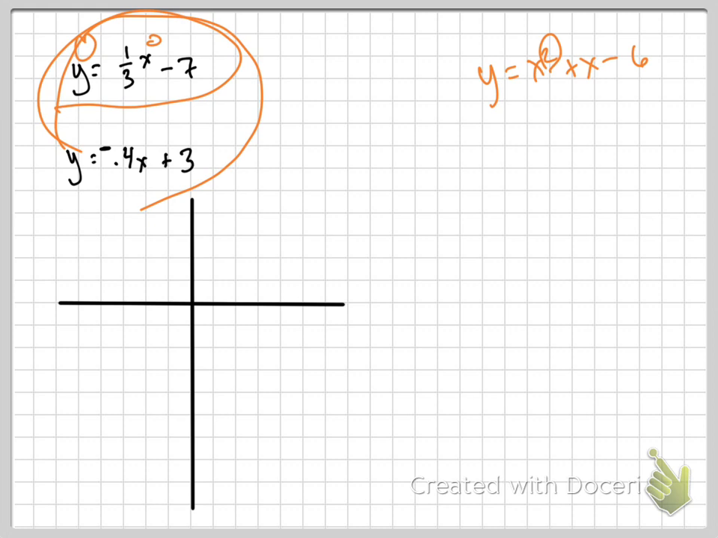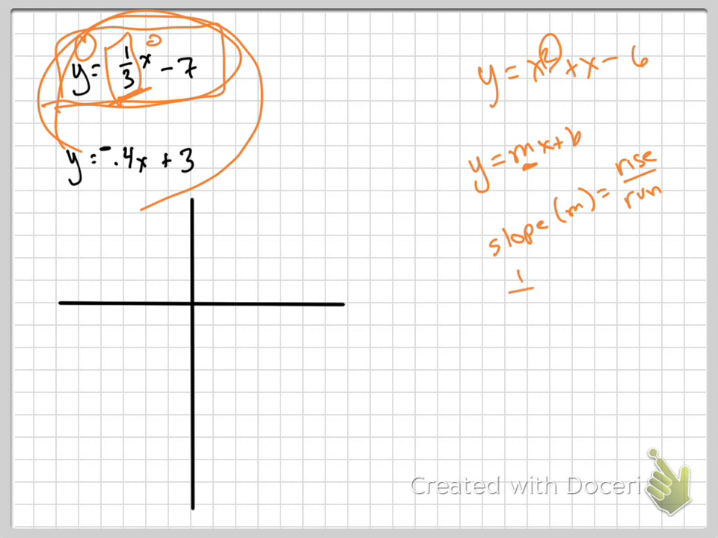So, I know it's linear. I know y is by itself, which means that it's in slope-intercept form. y equals mx plus b is slope-intercept form. So the number in front of the x is your slope. So what's my slope? My slope is 1/3. And for slope, which we always use the letter m for, slope is the same thing as what? Rise over run.